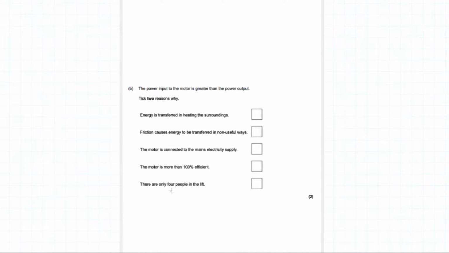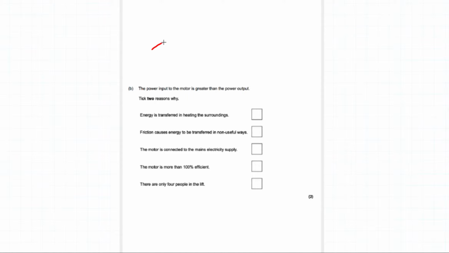Part B: the power input to the motor is greater than the power output. Tick 2 reasons why. We've got: energy is transferred as heat into the surroundings; friction causes energy to be transferred in non-useful ways; the motor is connected to the mains electric supply; the motor is more than 100% efficient; there are only 4 people in the lift. So the power input to the motor is greater than the power output. That suggests that there is lost energy.